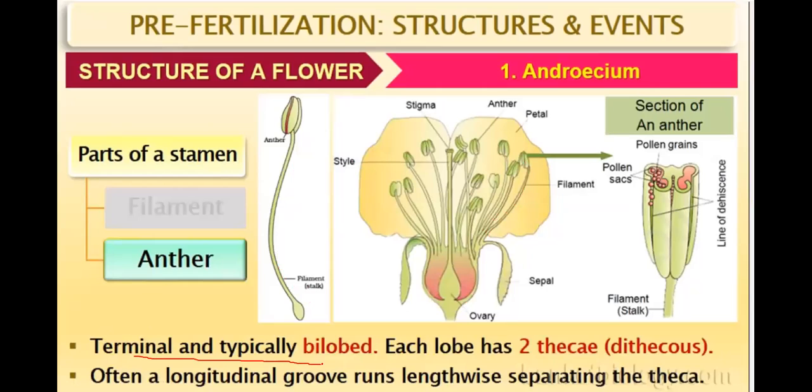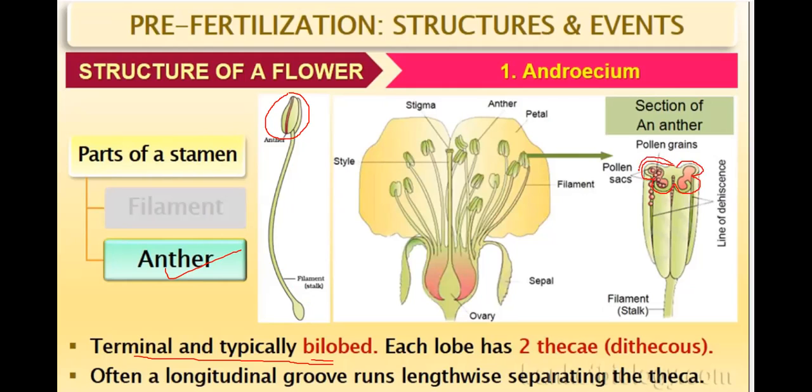Terminal and typically bilobed. Anther now, what is anther? It is terminal. It is present at the top, that's why terminal. It is bilobed. See here, it is a bilobed structure. One lobe, two lobe. Each lobe has two theca, diathecous.